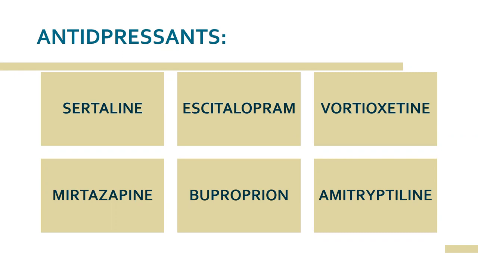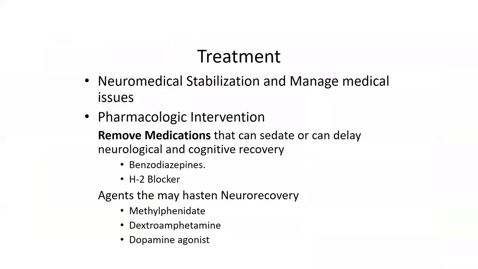Bupropion is a very good drug if the patient has certain addictive potential, especially traumatic brain injury with addiction to tobacco. It is a very good drug given in the dose of 150 milligram to 300 milligram per day. Similarly, amitriptyline is given in the dose of 25 to 75 milligram per day.